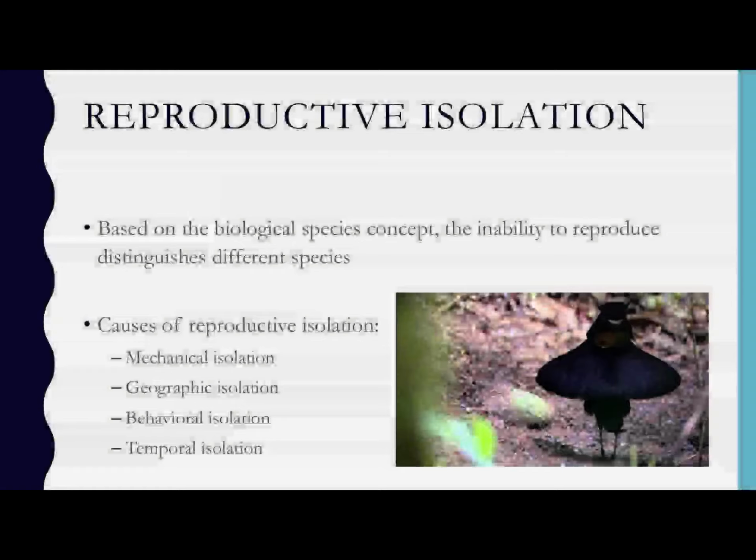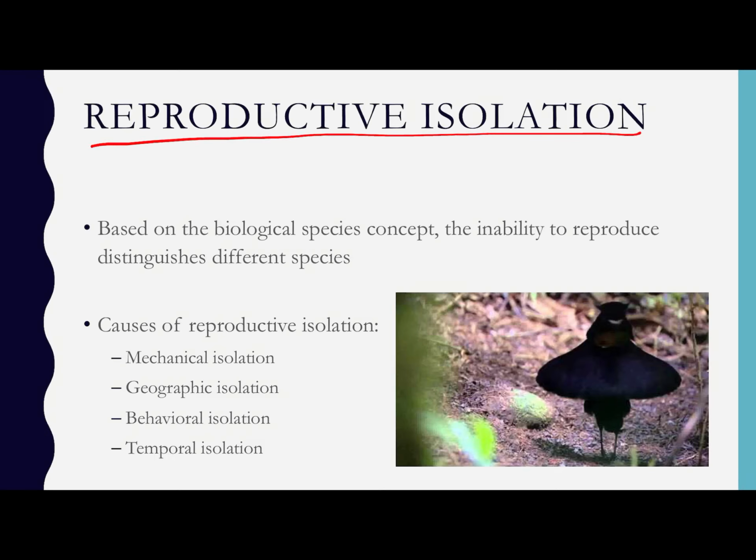Of course, we're going to have issues with this, but it's the best that we have, and it leads to this idea of reproductive isolation. If two groups are reproductively isolated, that means that their gene pools do not mix, and that means that based on the biological species concept, we're going to define them as being individual or different species. So what can cause reproductive isolation? Ultimately, reproductive isolation is how we define a species.